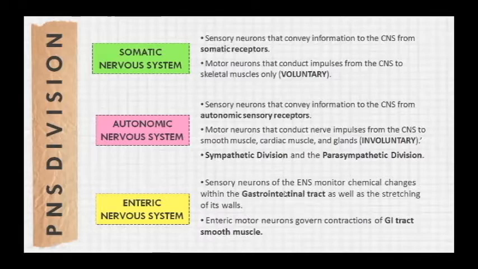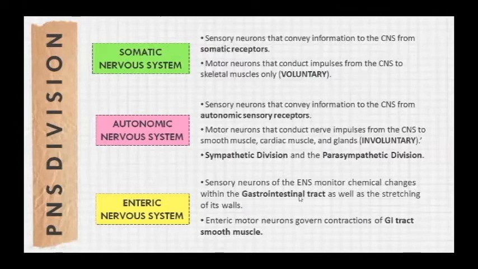only for the gastrointestinal tract, in which its sensory neurons of the ENS or enteric nervous system monitor chemical changes within the gastrointestinal tract as well as the stretching of its walls. And its motor neurons govern the contractions of the gastrointestinal tract smooth muscle. So that is why it is isolated from the sympathetic and parasympathetic division, because the enteric nervous system or enteric division is somehow specialized because it is only focused on the gastrointestinal tract.